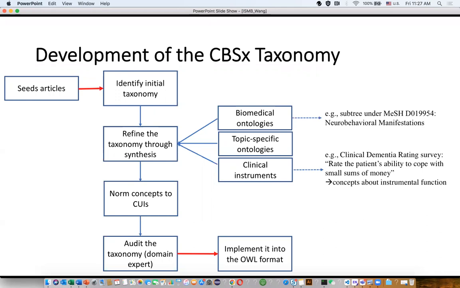For example, the concepts subsumed under the MeSH concept, neurobehavioral manifestations, have one of the entry terms being exactly cognitive symptoms. We reviewed and merged the contents and the structure of each ontology one at a time separately. When disagreement occurred, we met to discuss and obtain consensus. After that, several topic-specific ontologies were reviewed and incorporated.